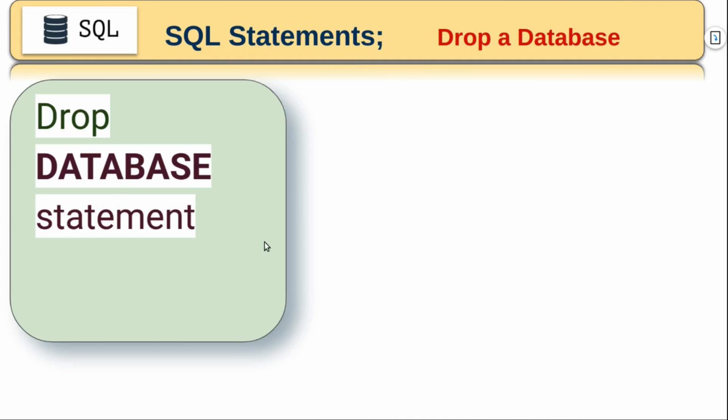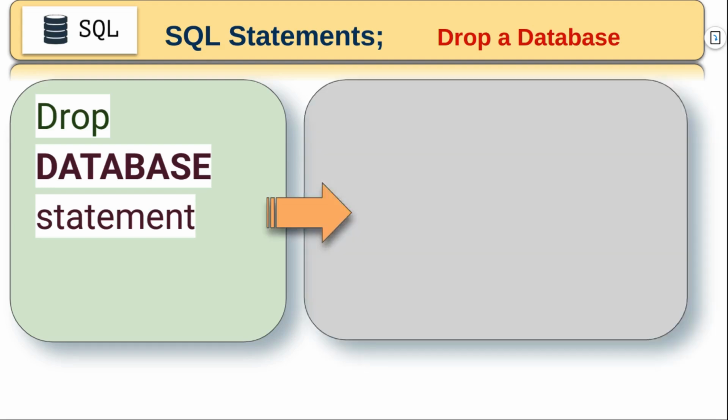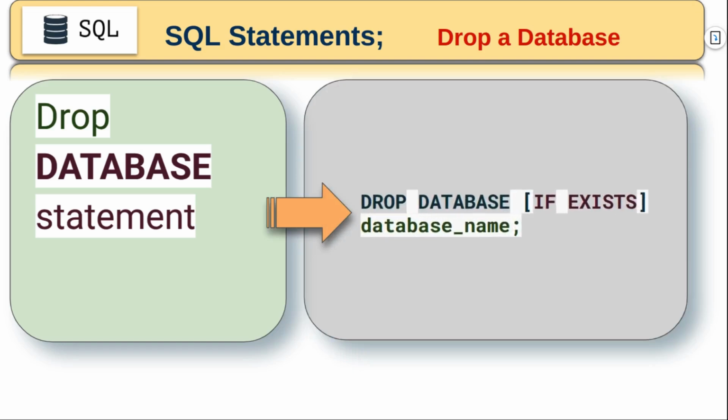So in this tutorial you will learn how to use the MySQL drop database statement. It is used to delete an existing database in the server. So let's see what the basic syntax is. The basic syntax is DROP DATABASE IF EXISTS, and after that you put the database name, and it ends with a semicolon.